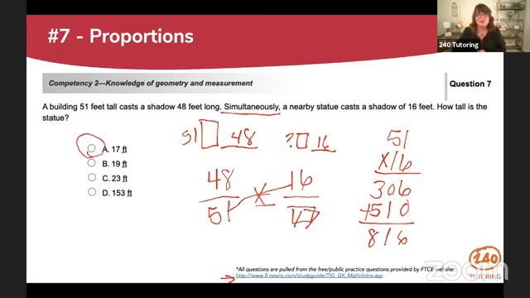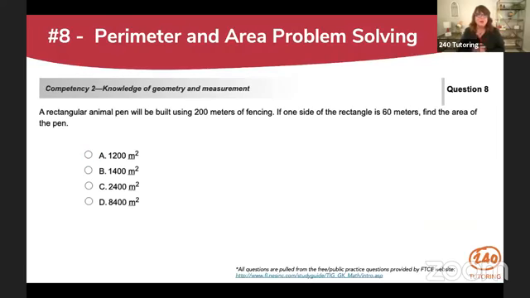Okay, now let's move on to another one. We have question number 8 here. This one's a little more complicated. It says a rectangular animal pen will be built using 200 meters of fencing. If one side of the rectangle is 600 meters, find the area of the pen.